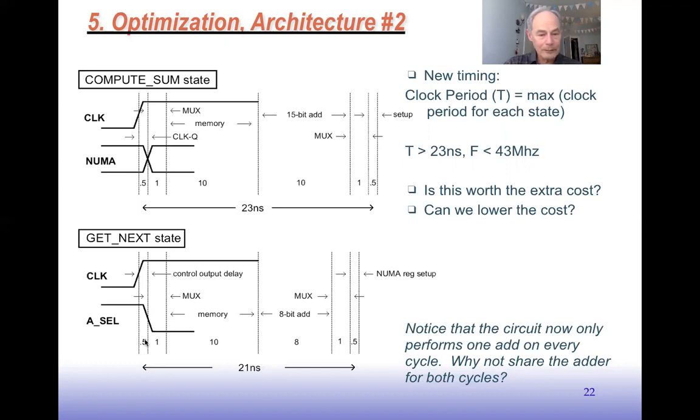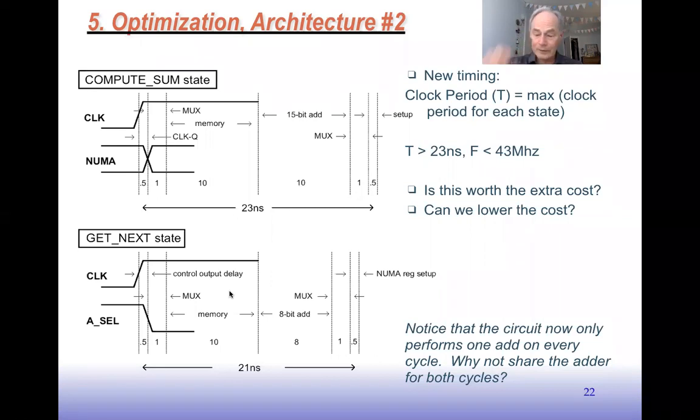And then the get next state, it gets a little longer now. So we've taken some time from this clock cycle and put it in this clock cycle. So this is going to be 0.5 for the control signal A select, 1 nanosecond for the address mux for the memory. Here's the memory delay. Here's an 8-bit delay. Here's the mux delay for the NUMA register, and then the setup time for the NUMA register. Okay, so this is now our critical path.